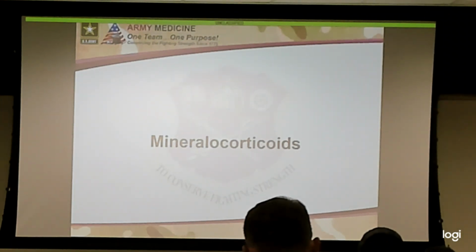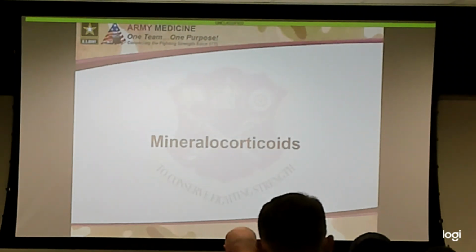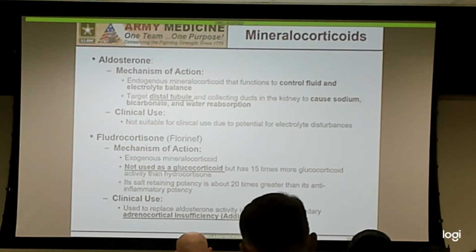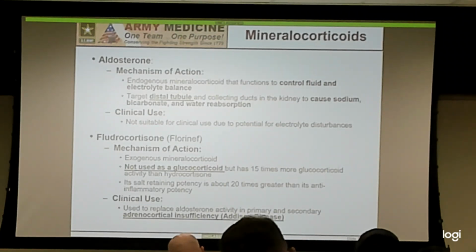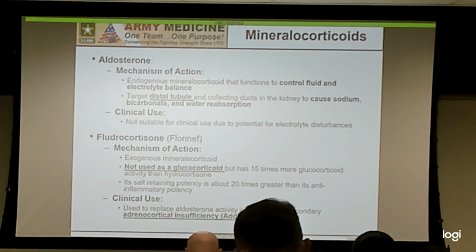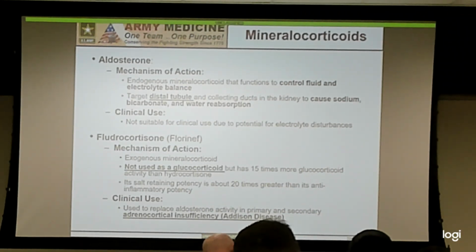Mineral corticosteroids, or mineralocorticoids. What was our mineralocorticoid that we were worried about? Aldosterone. So, mechanism: it's controlling the fluid and electrolyte balance, right? We talked about this already. The distal tubule is where its main action is going to be, causing that sodium reabsorption, balancing all of that out.